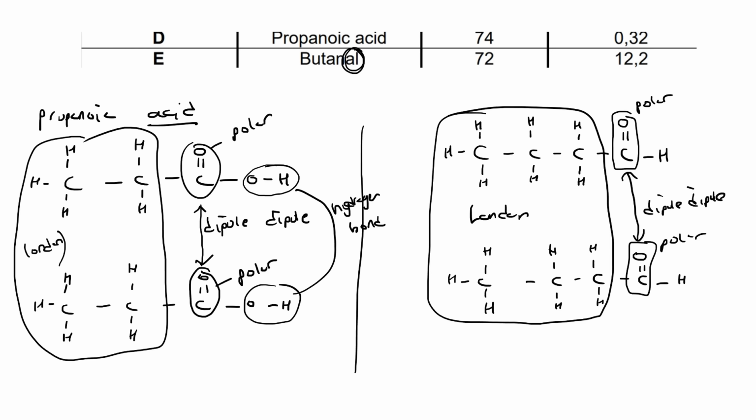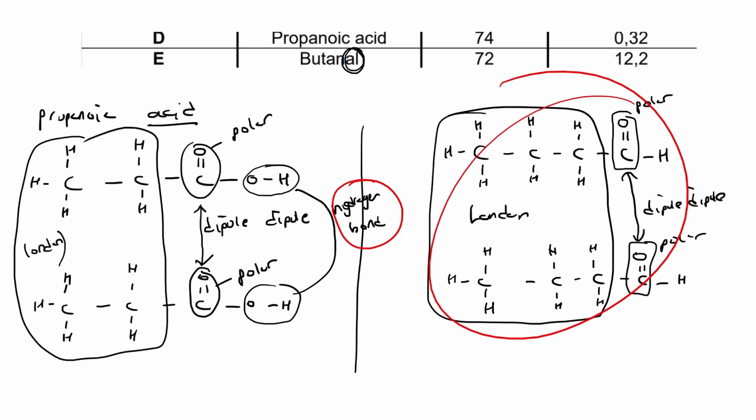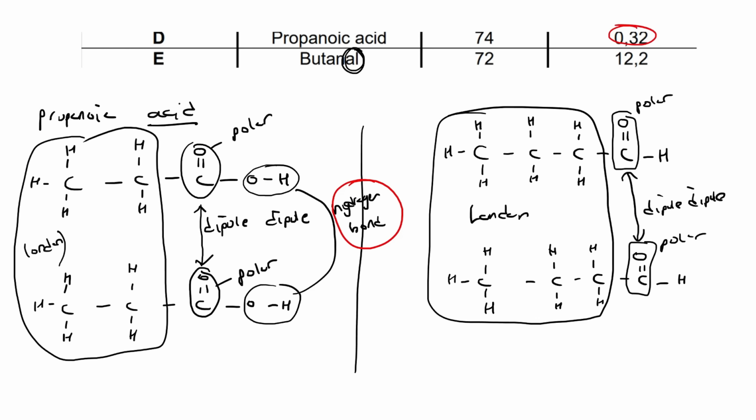Okay, so we can see that the big elephant in the room is the fact that propanoic acid has a hydrogen bond, whereas butanol doesn't. That is the main reason why propanoic acid has such a lower vapor pressure, because it's got much stronger intermolecular forces, right? Because remember, the intermolecular force strength and vapor pressure are inversely proportional.